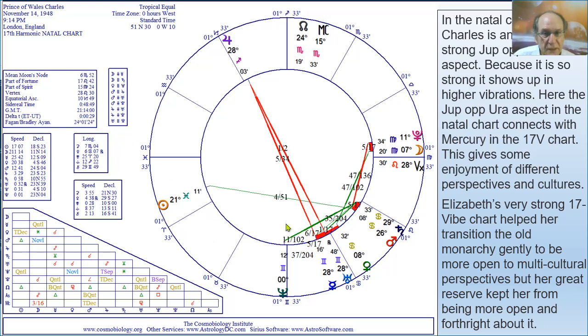So what's happening is that Mercury joins his Jupiter-Uranus in 17. So this gives some enjoyment of different perspectives and cultures. And remember that Elizabeth has a very strong 17 vibration chart. The fact that Charles has a little bit of this with Mercury joining his Jupiter-Uranus, again, it eases the transition because he has probably learned some different languages, being brought up as a royalty, and some facility. He also has some sense of humor.